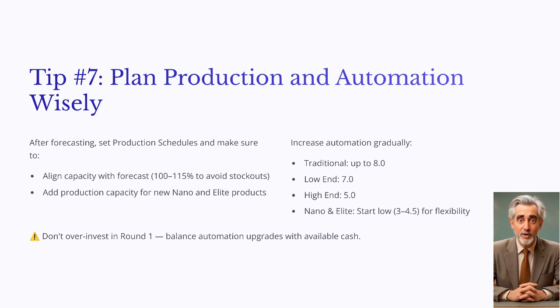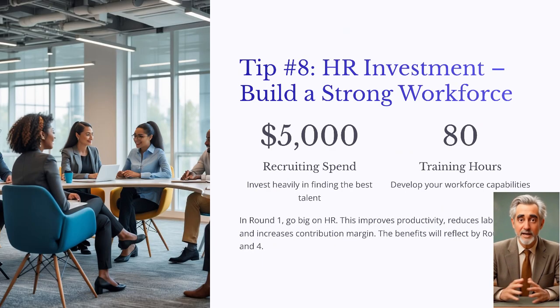Tip number 8, HR investment. Build a strong workforce in round 1. Go big on HR, recruiting spend, $5,000, training hours, 80. This improves productivity, reduces labor costs, and increases contribution margin. The benefits will reflect by round 3 and 4.